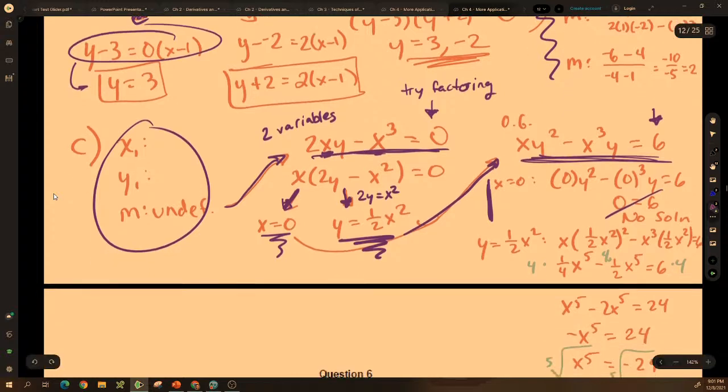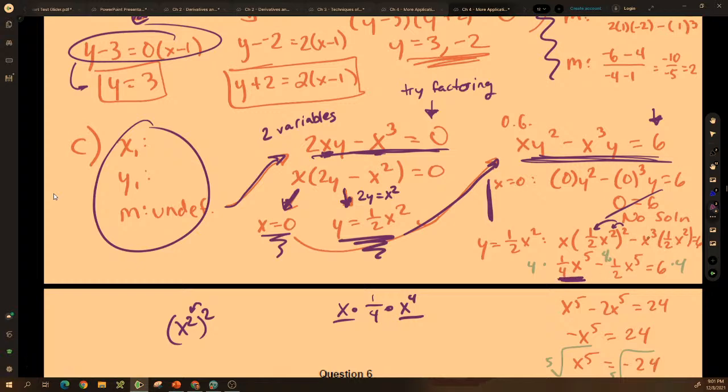Then I'm going to plug in y equals 1/2 x squared, and the work for this kind of sucks, but it is doable. So x times, for y, 1/2 x squared, squared, minus x cubed times just y, 1/2 x squared, equals 6. We're going to square everything. So this is x times 1/2 squared is 1/4, right? 1 squared over 2 squared is 4. And times x squared squared, right? When I have x squared squared, those multiply to x to the 4th. So that makes x times x to the 4th is x to the 5th. And it's 1/4 x to the 5th. I wrote that right there.